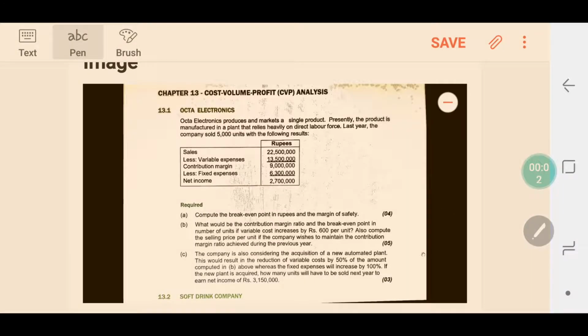Welcome back. Now we are going to attempt part B of our illustration question, and as usual, our question is Octa Electronics, which states that Octa Electronics produces and markets a single product. Presently, the product is manufactured in a plant that relies heavily on direct labor force. Last year, the company sold 5,000 units with the following results. We have been given the results here.